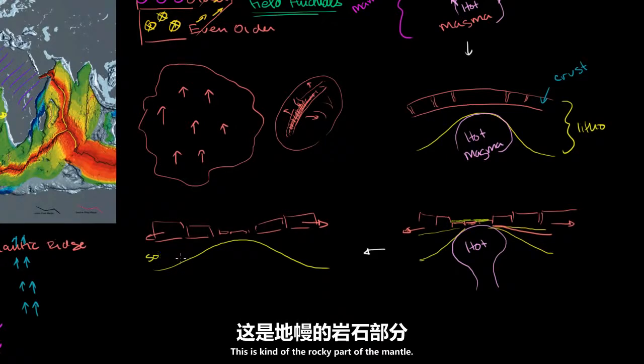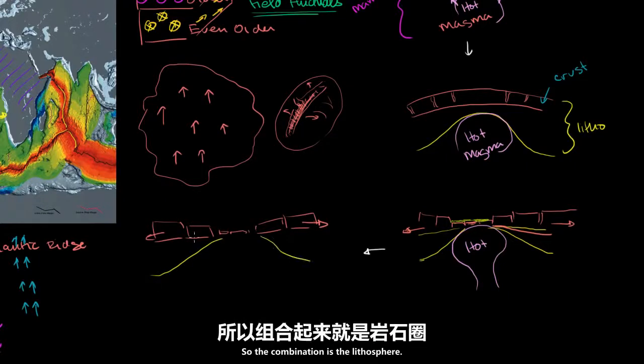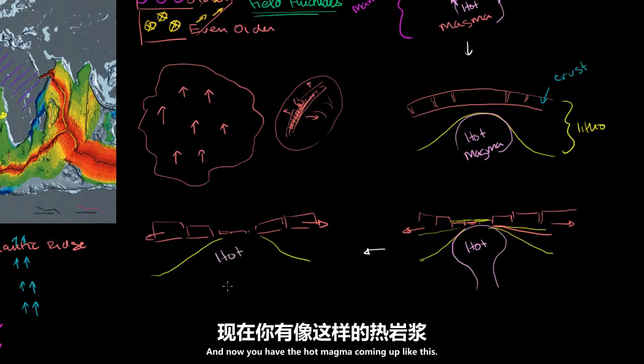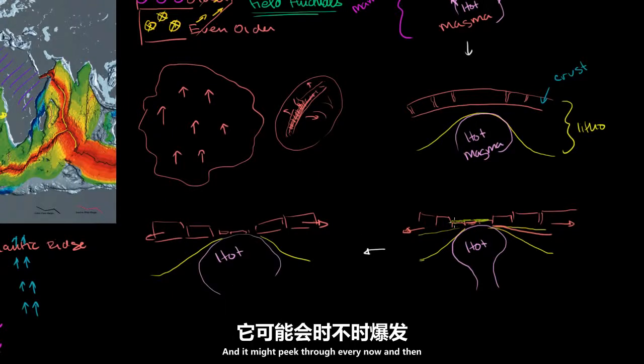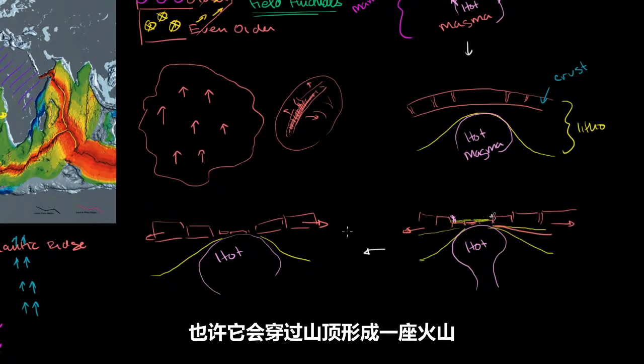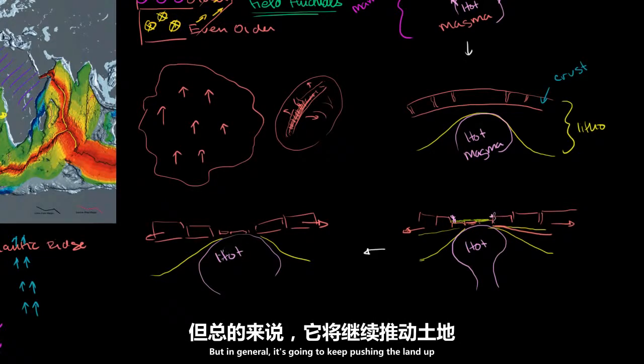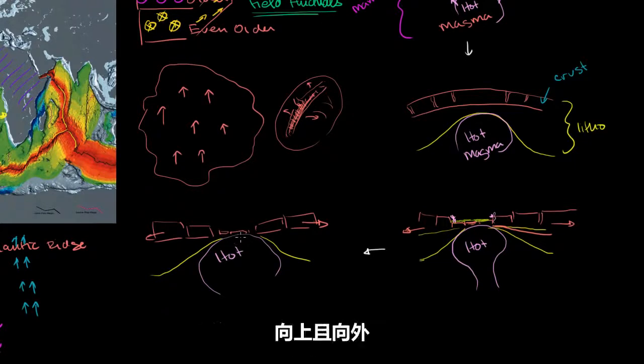And actually, I shouldn't draw it. This is the rocky part of the mantle. So the combination is the lithosphere. And now you have the hot magma coming up like this. And it might peek through every now and then and create a volcano there. Maybe it'll peek through and create a volcano there. But in general, it's going to keep pushing the land up and outwards.